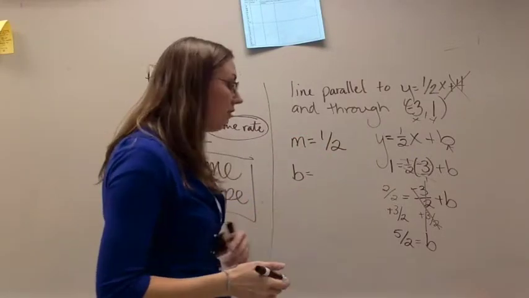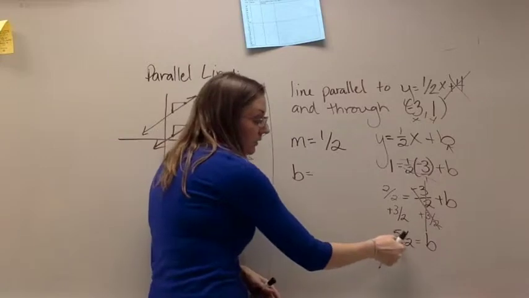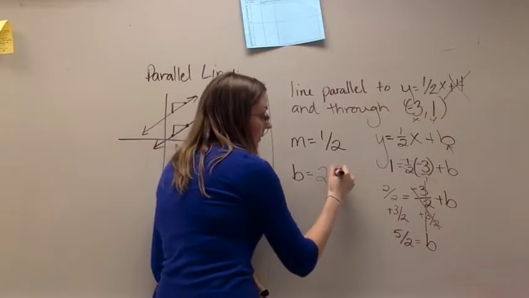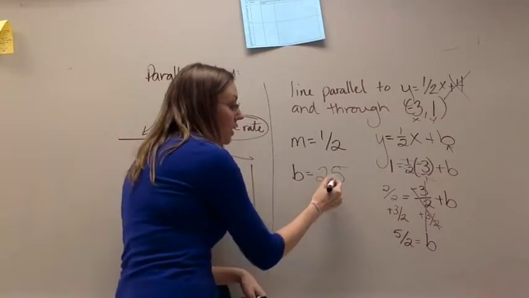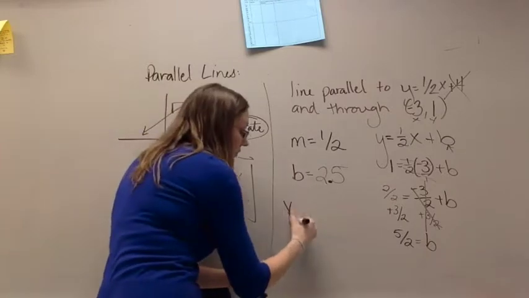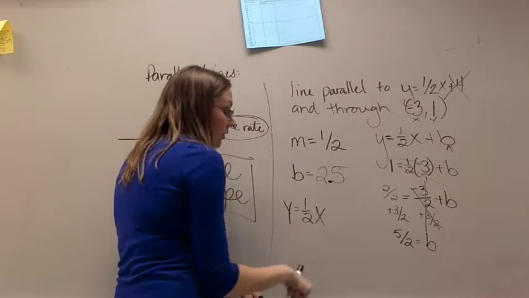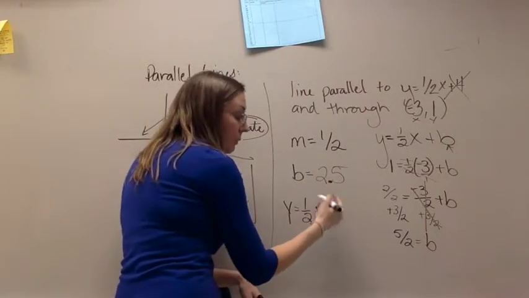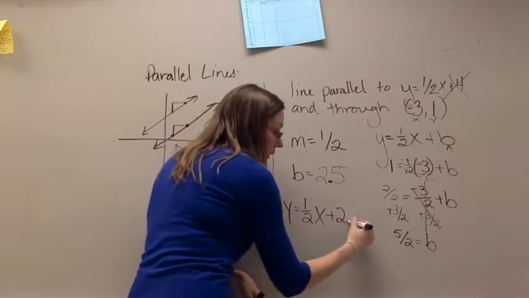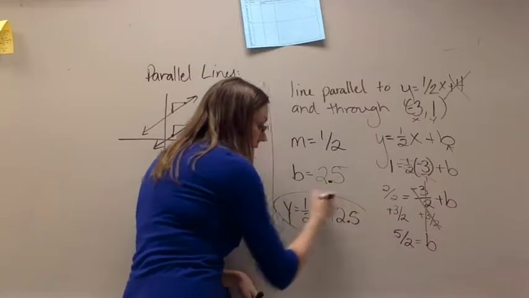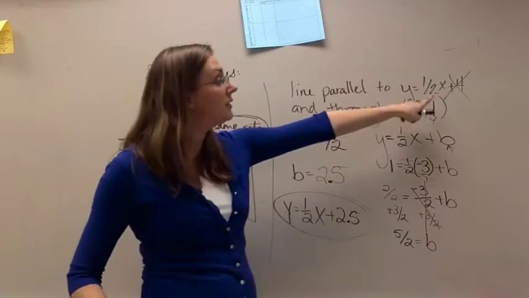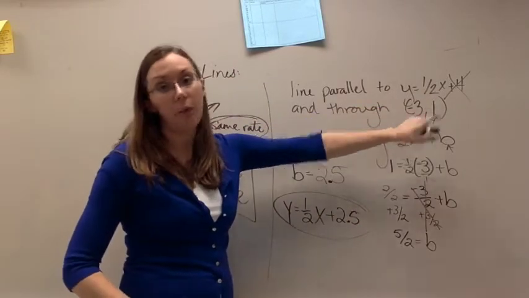So I would take 5 over 2. I would also take 5 divided by 2, which is 2.5. So now my equation is y equals 1/2 x, right? I just kept that 1/2. And then this is a positive number, so it is plus 2.5. And this is the equation that's parallel to that, but will go through this point if I were to graph it.